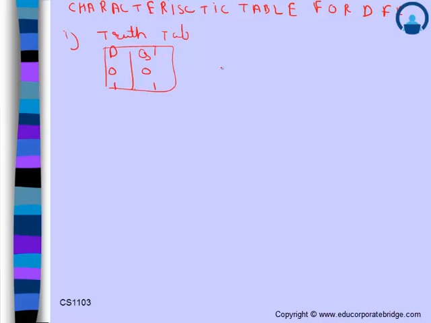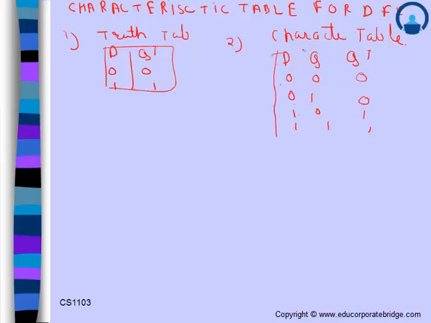Now second is draw the characteristic table. D, Q, Q plus. Say 0 0 0, 1 1 0, 1 1. When D is 0, again it is 0. When D is 1, Q plus is 1. This is the characteristic table for D flip-flops. So now let's find out the characteristic equation.